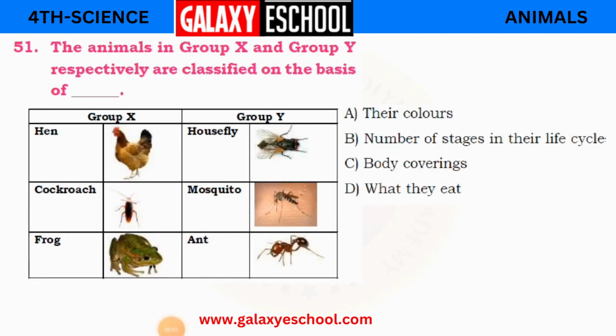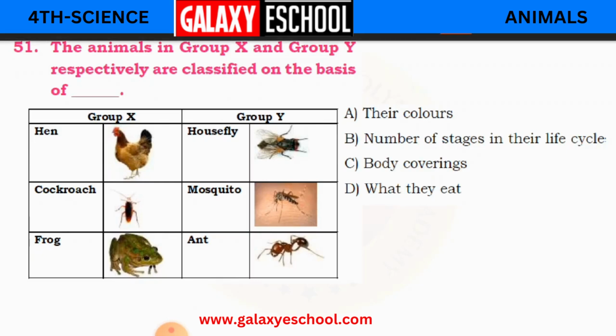Animals in group X and group Y respectively are classified on the basis of dash. See, children, in the picture you can observe group X animals and group Y animals. So this hen, cockroach and frog belong to group X, whereas housefly, mosquito and ant belong to group Y. So they are classified, in the sense they are divided, as different groups. These three group X animals, hen, cockroach and frog, are divided into one group, and housefly, mosquito and ant are divided into the other group.